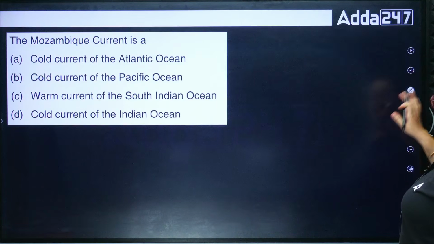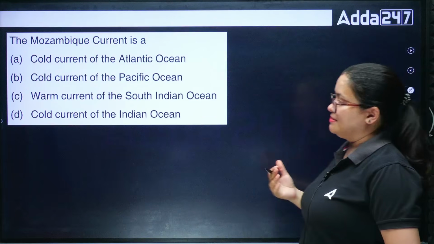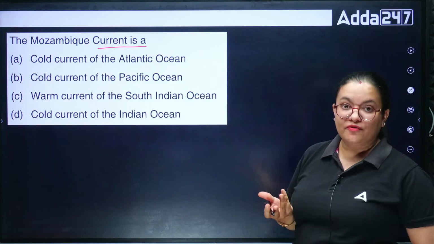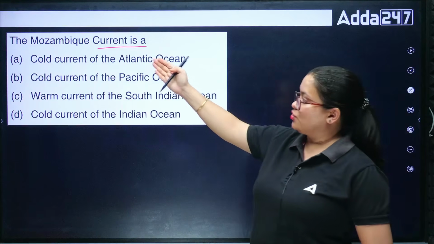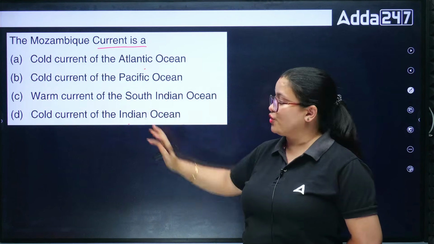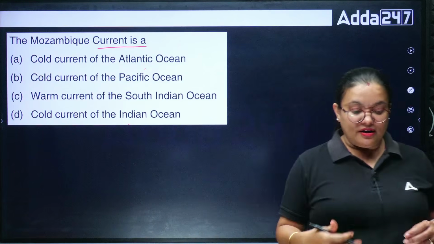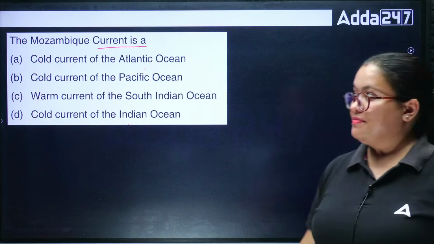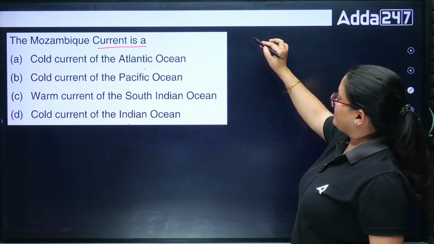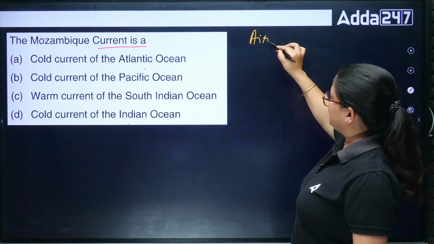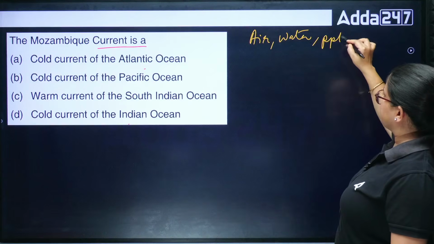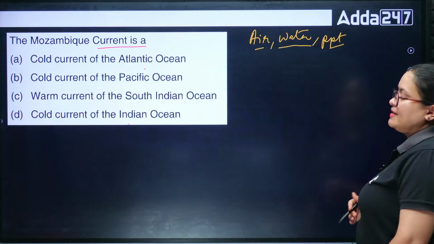Next question, Mozambique Current. This also came in the same exam. Whenever we talk about this particular current, what type of current is it? A cold current of the Atlantic Ocean, a warm current of the South Indian Ocean, or a cold current of the Indian Ocean? Whenever questions are asked from geography, most questions nowadays are asked either on current type or sometimes on air pattern, water pattern, precipitation pattern. So this question is mostly asked in all exams.